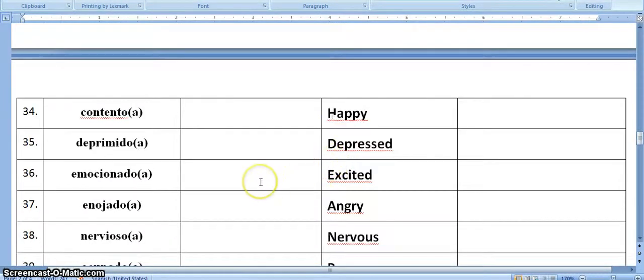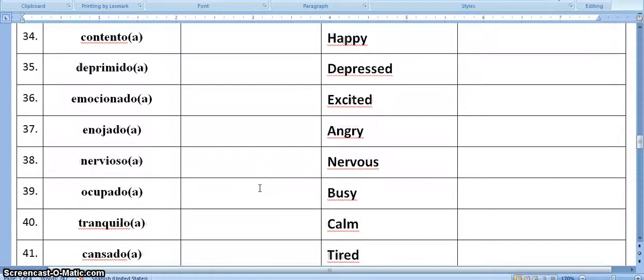Número 34 is contento. ¿Cómo estás? Estoy contento. I'm happy. Okay, happy because you did get your Wheaties, or you got that awesome Pop-Tart. You passed the class. Yay. 35 is deprimido, or deprimida, is depressed. I don't know, your dog passed away, you're depressed, whatever, okay? Emocionado, or emocionada, is excited for número 36, okay? Emocionado or emocionada is excited, okay?